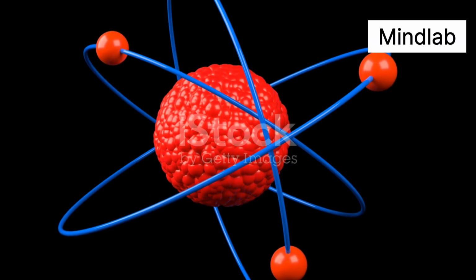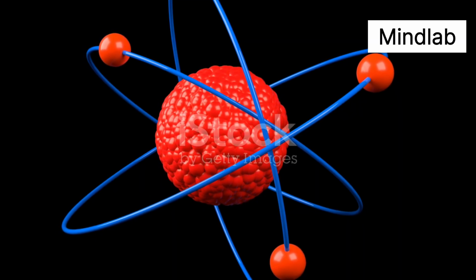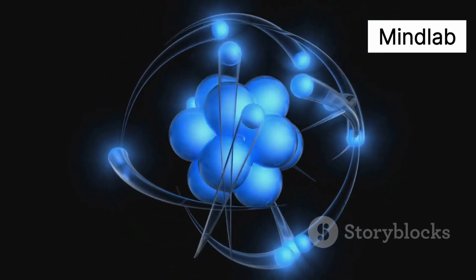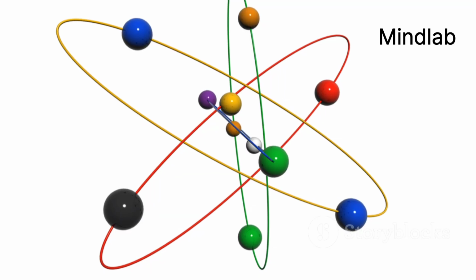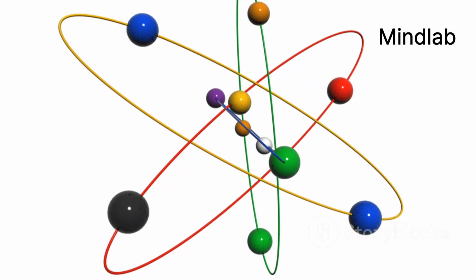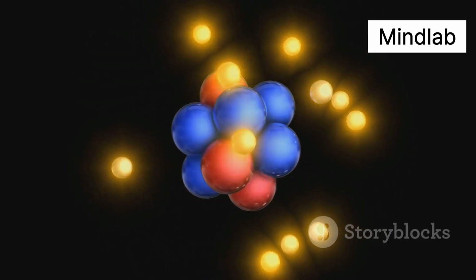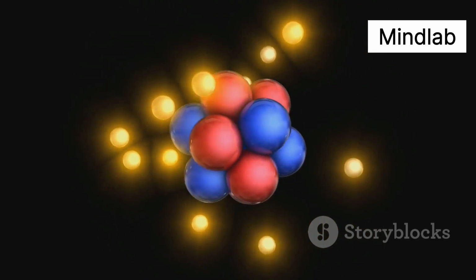Orbiting far from the nucleus are electrons, tiny, negatively charged, and much lighter. The attraction between positive protons and negative electrons holds the atom together. In a neutral atom, protons and electrons balance each other's charge. This simple structure, nucleus and electron cloud, underpins all chemistry and biology.